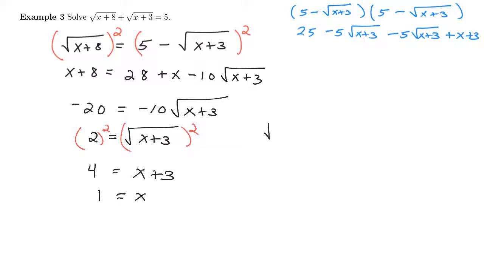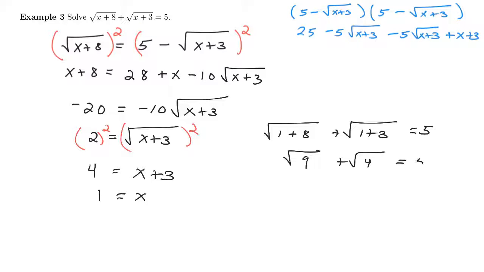I'll go back to my original equation and I get the square root of 1 plus 8 plus the square root of 1 plus 3. Is that equal to 5? The square root of 9 plus the square root of 4. Is that 5? 3 plus 2 is. Yeah. And nothing else could possibly work, so I in fact know that 1 is the solution, in fact the only solution to this equation.